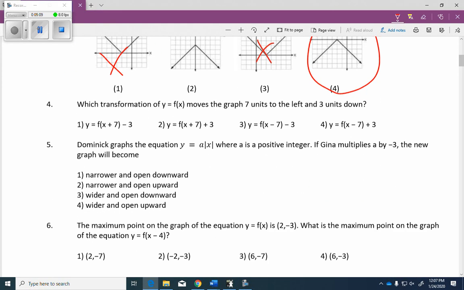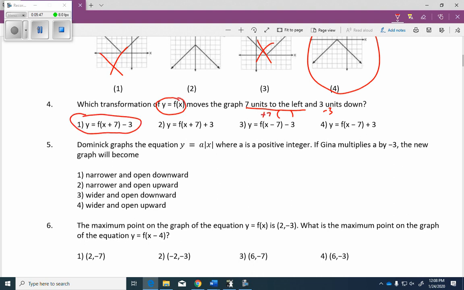So which transformation of y equals f of x moves the graph 7 units to the left, which would be a plus 7 in parentheses, and 3 units down, which would be a minus 3 outside parentheses. When they use this notation, they're talking about some general function that we really don't know what it looks like. But our shifts work the same for every single function we ever do. So inside parentheses plus 7, outside parentheses minus 3 is choice 1.